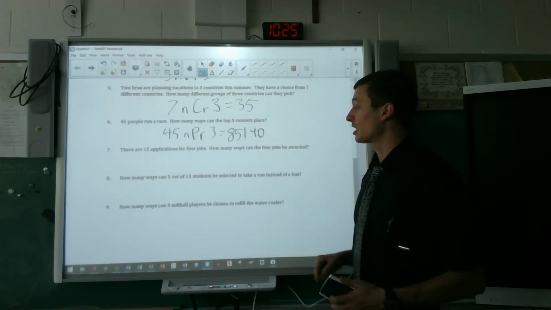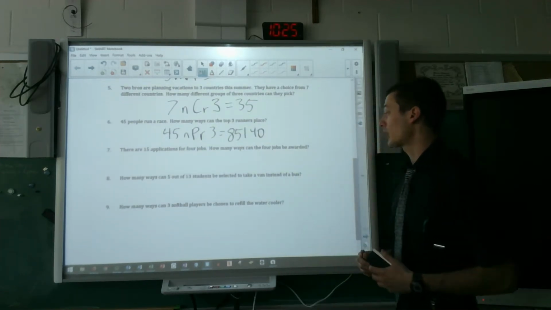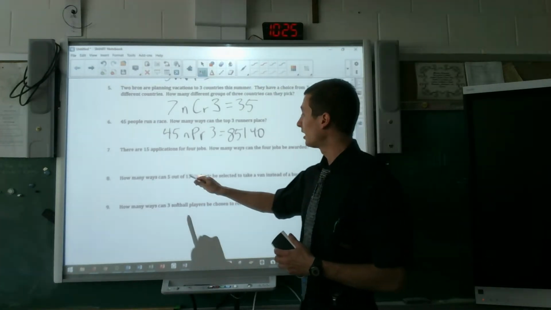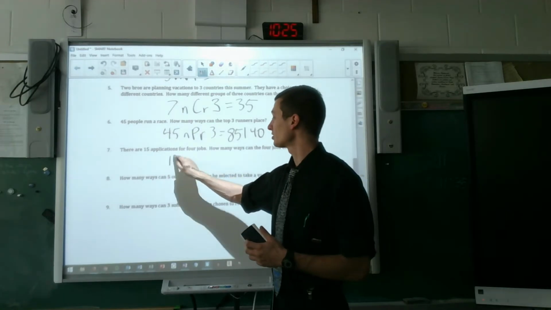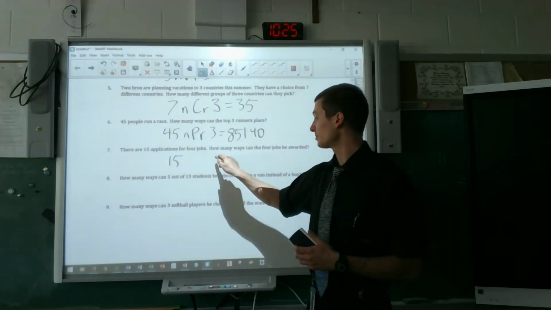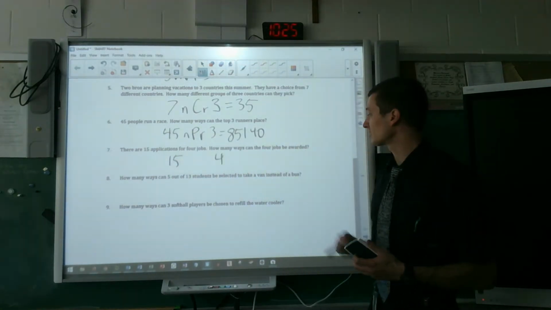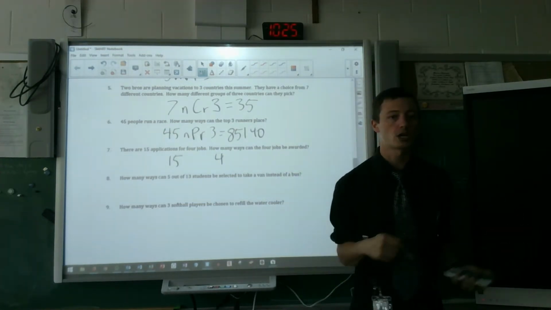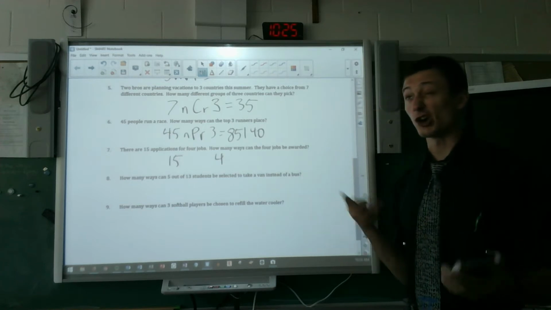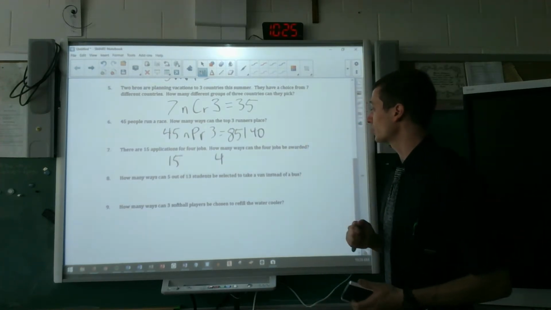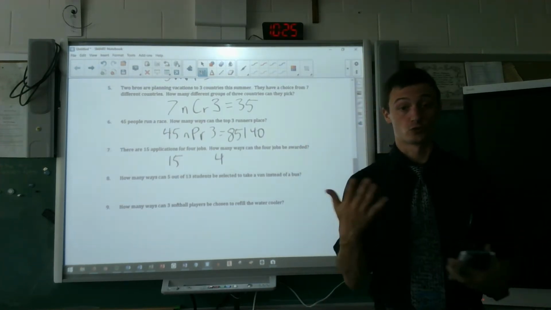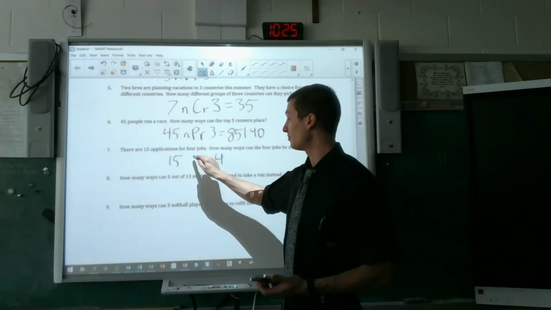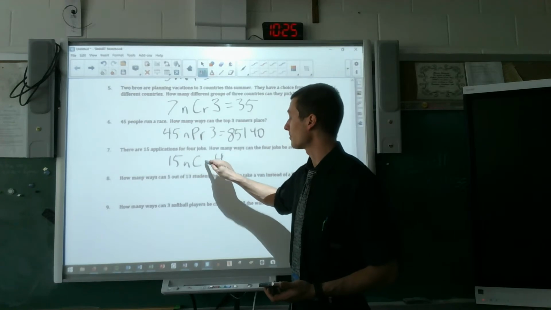Okay, so there are 15 applications for 4 jobs. How many ways can the 4 jobs be awarded? 15 applications. There are 4 jobs. Now, the 4 jobs, this doesn't specify. So if they're the same thing, this would be a combination. If they're different jobs, it would be a permutation. So this doesn't specify, so we're just going to say 4 jobs. You just want a group of 4 people, and this would then be a combination where order doesn't matter.